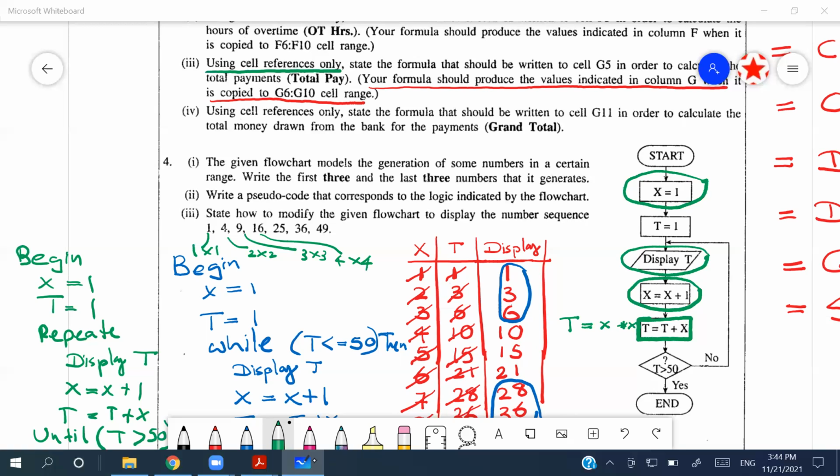The x square, yeah. I think that is possible as well. Yes, x square, no problem, no problem.